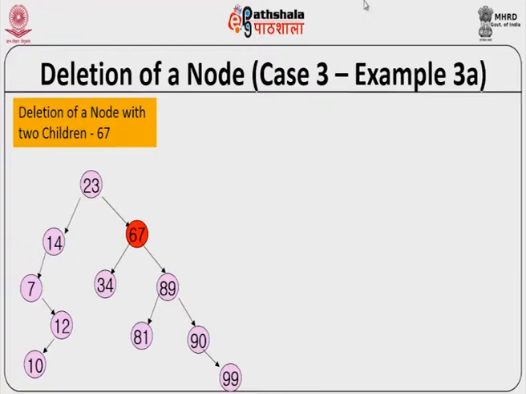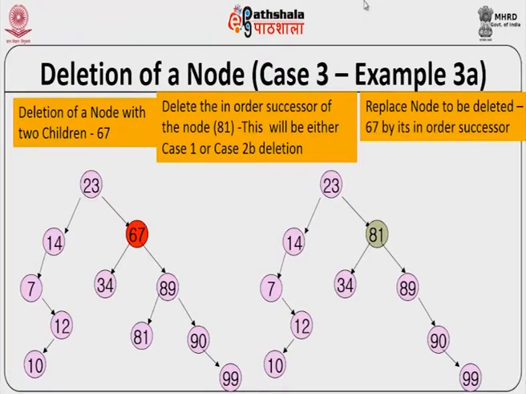Now, what we have to do is first find the in order successor of 67. The in order successor of 67 is 81. So, we replace 67 with 81. Now, to do that we have to delete 81. In this particular case 81 does not have any children, so it is case 1 of deletion, no children.